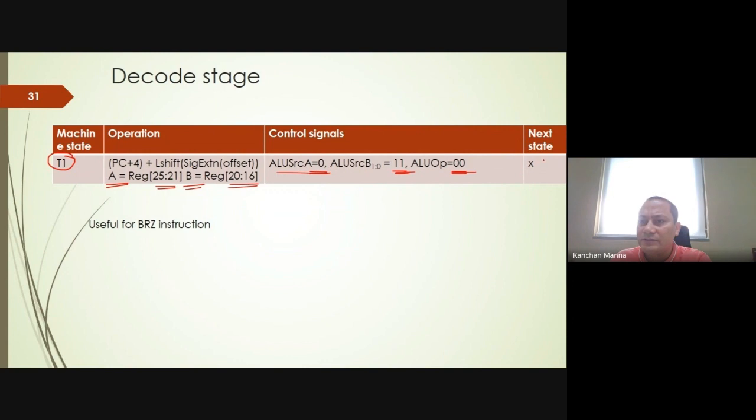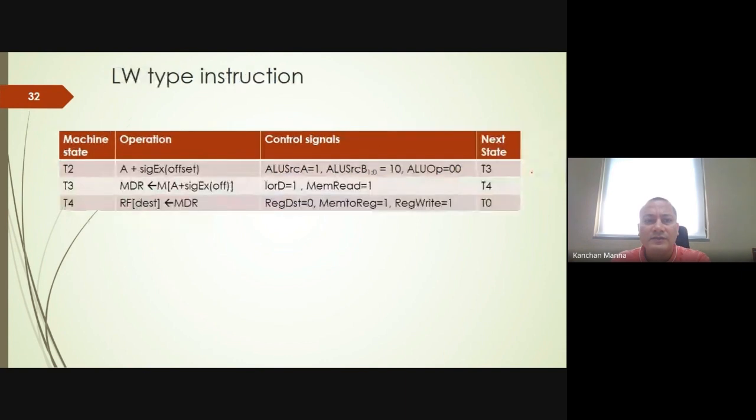So next, you see in this next field, we have nothing here. It is don't-care state, because we don't know what the instruction is, because this is the decoding stage. Now after the decoding stage, the state would be different if it is an R type instruction. So here you can see this is for the LW instruction.